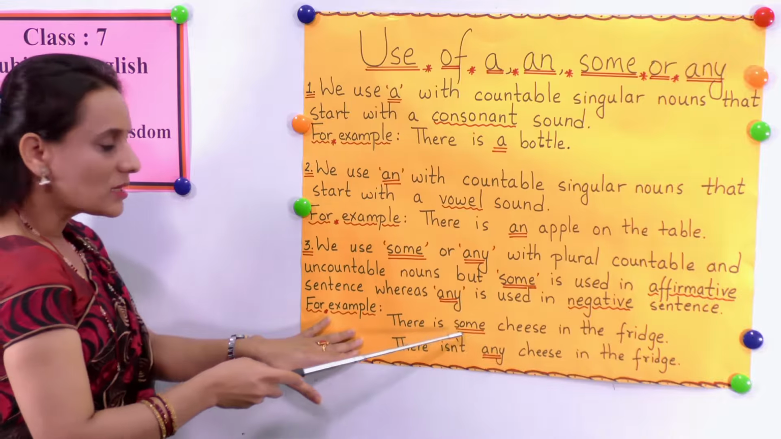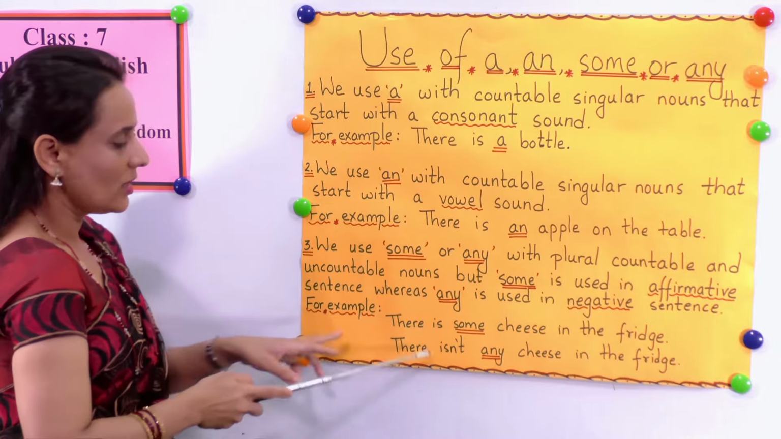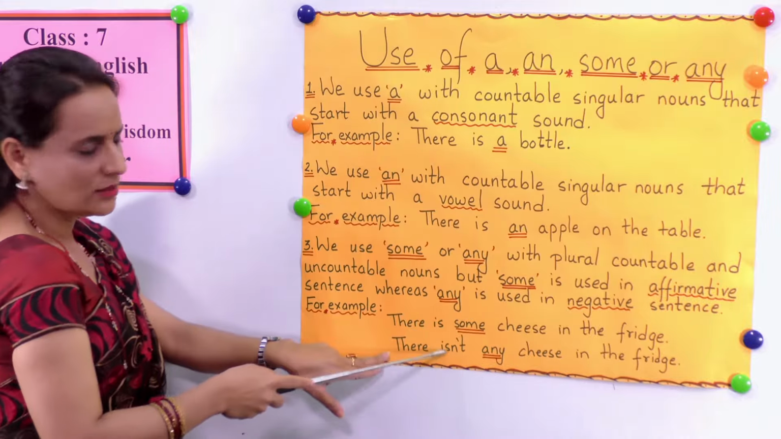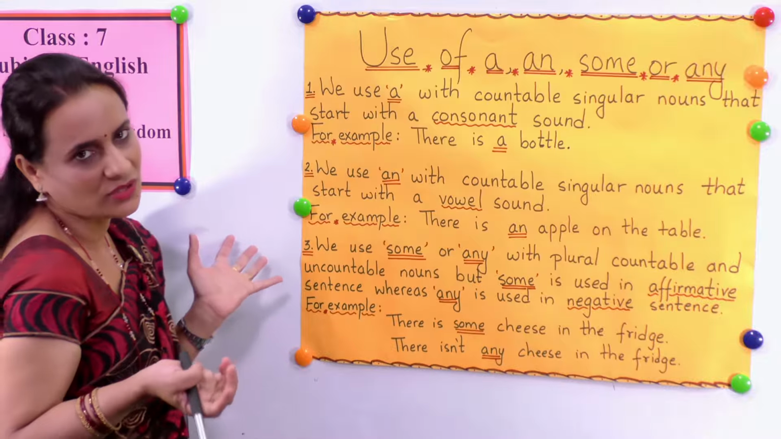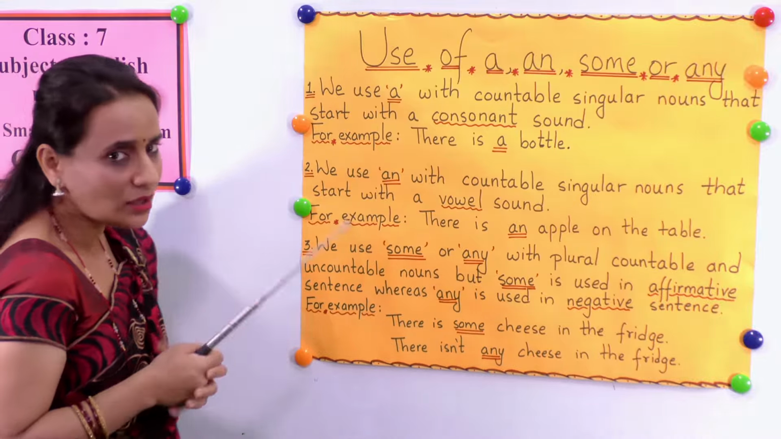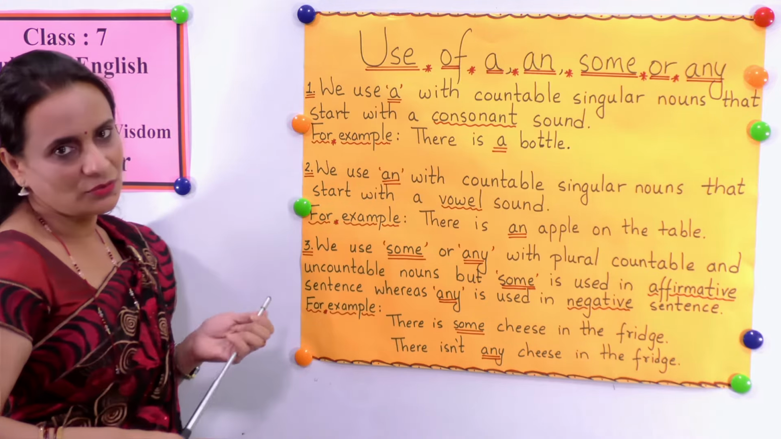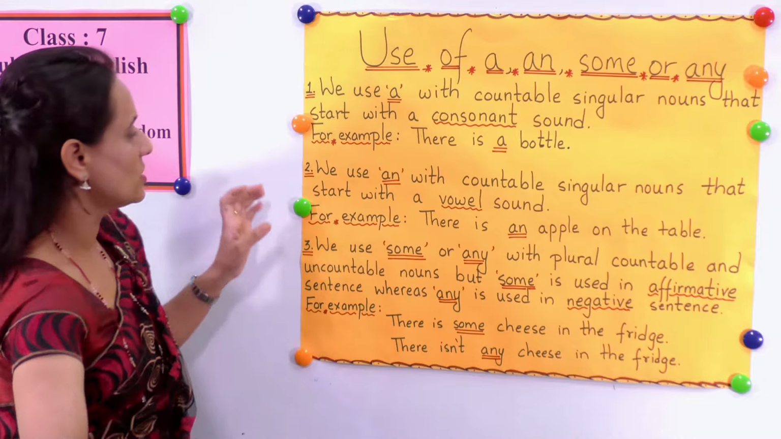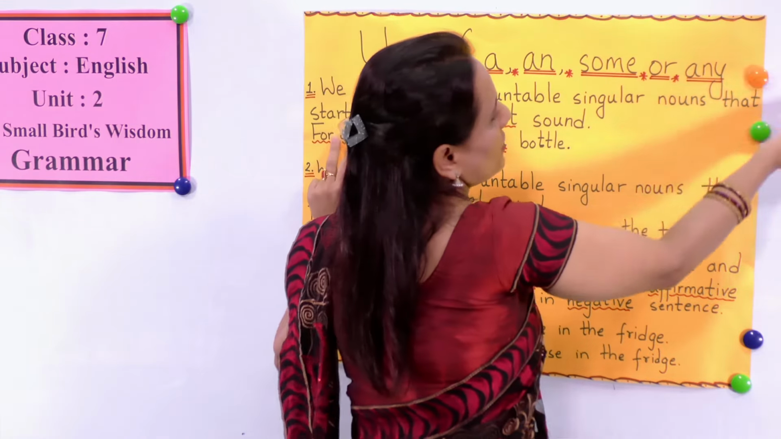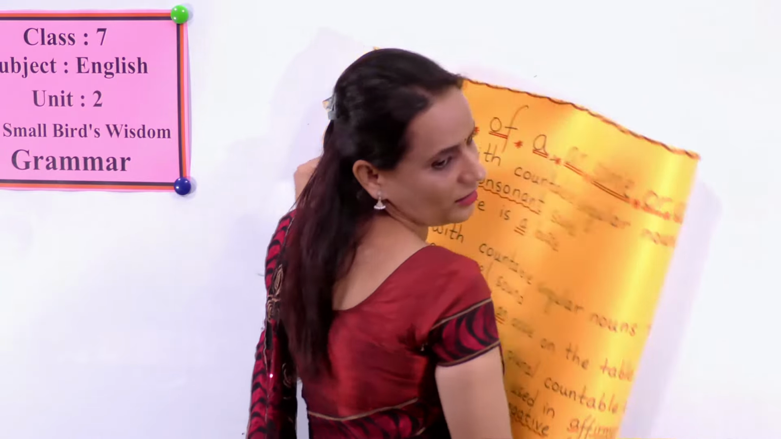There is some cheese in the fridge. This is a positive sentence. Now see, there isn't any cheese in the fridge. This is a negative sentence. Okay, these are the rules. We did it in the example also. Now my dear students, after this I think you have got a lot of information about a, an, some and any.